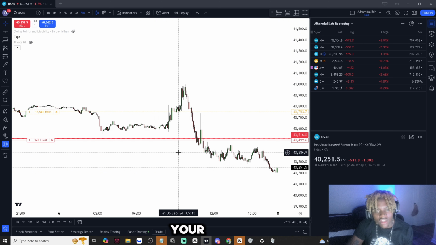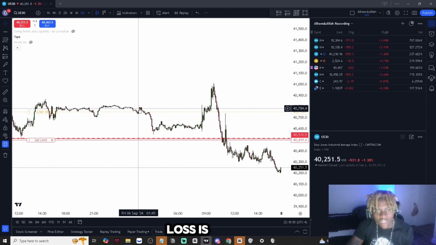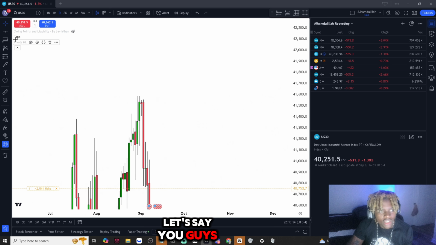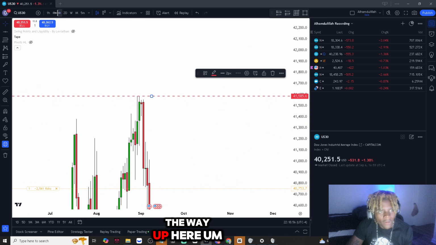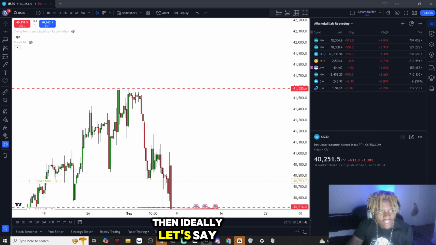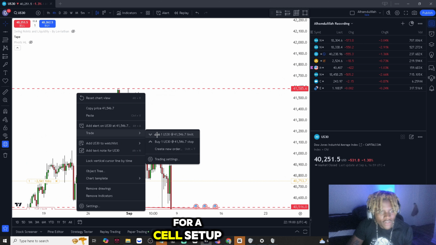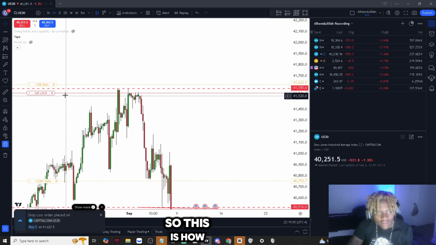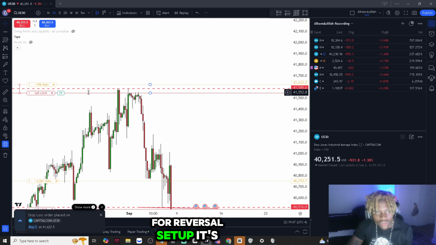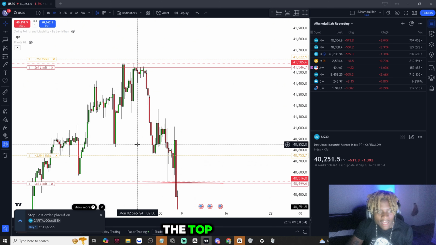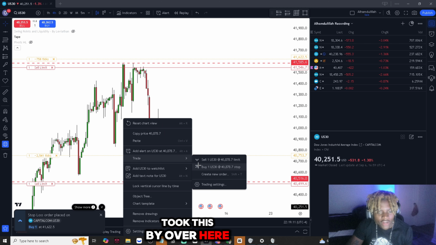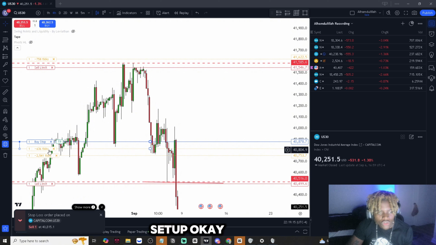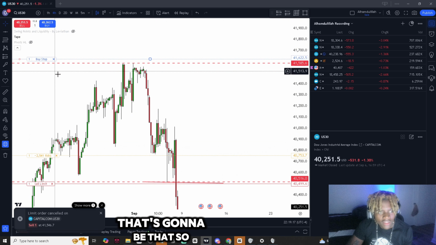So ideally, your entries want to be where everyone else's stop loss is. So regardless, if you're trading a reversal, let's say you shorted all-time highs, right, all the way up here, then ideally, let's say you entered about right here for a sell setup, you'd want your stop loss to be on top of that, right? So this is how your stop loss would be for a reversal setup. It's going to be either on the top, or let's say you took this buy over here, it's going to be on the bottom, and the stop loss would be beneath the reversal setup, okay? That's going to be that.